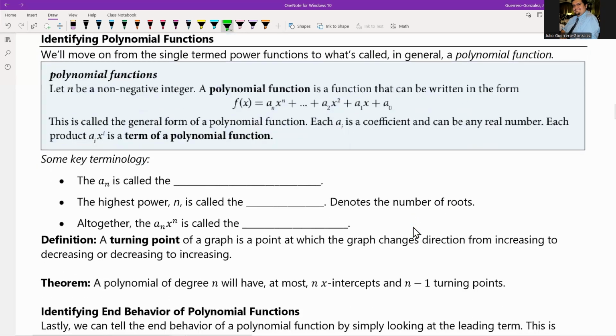Now we get into the good stuff: identifying polynomials. Now we're getting into the bigger, more general section of what a polynomial function actually looks like. A polynomial function looks like this right here.